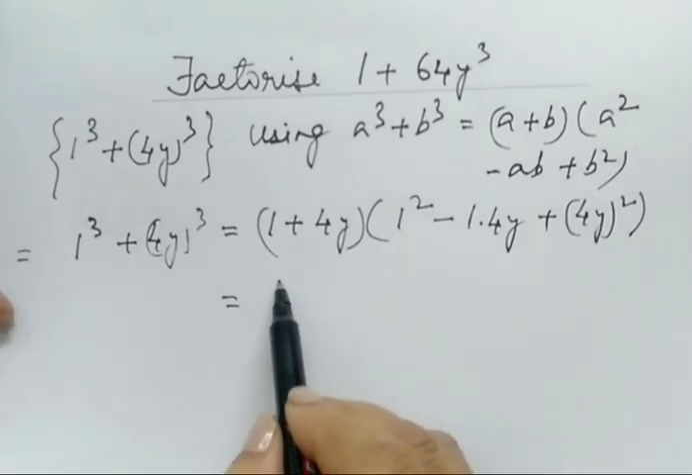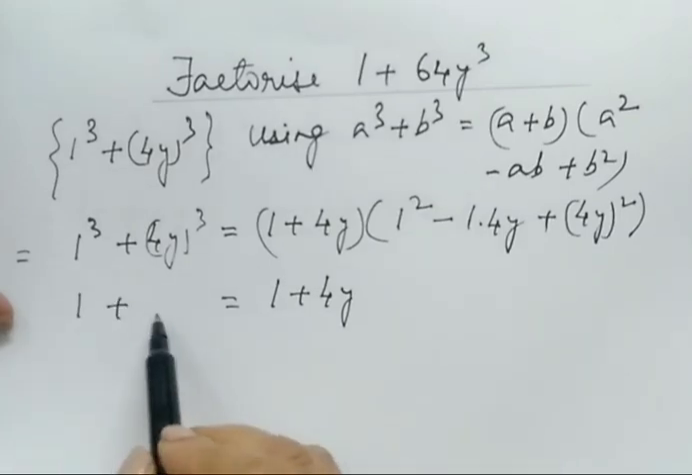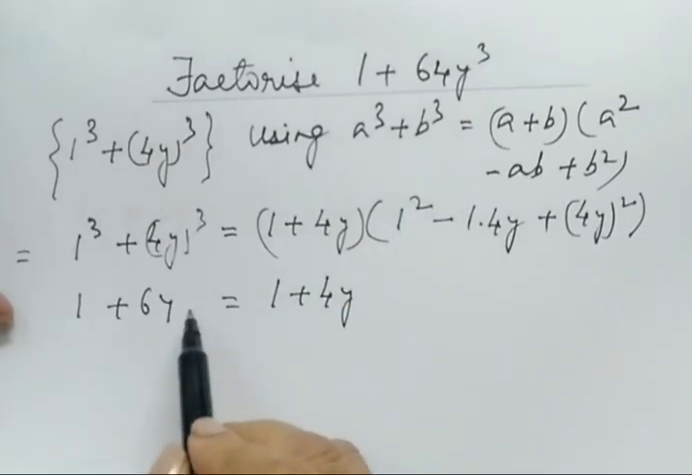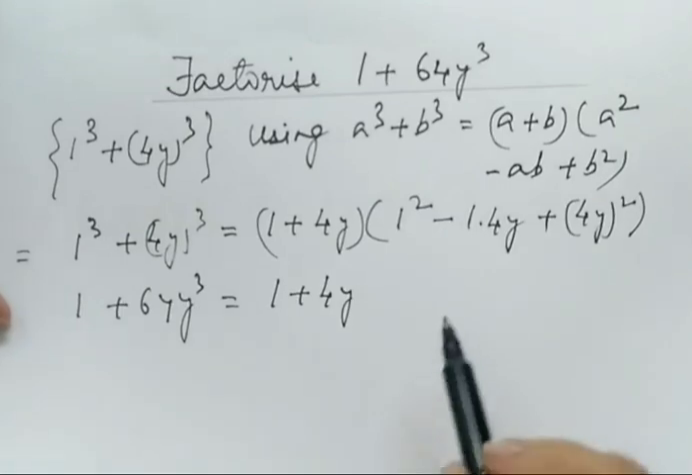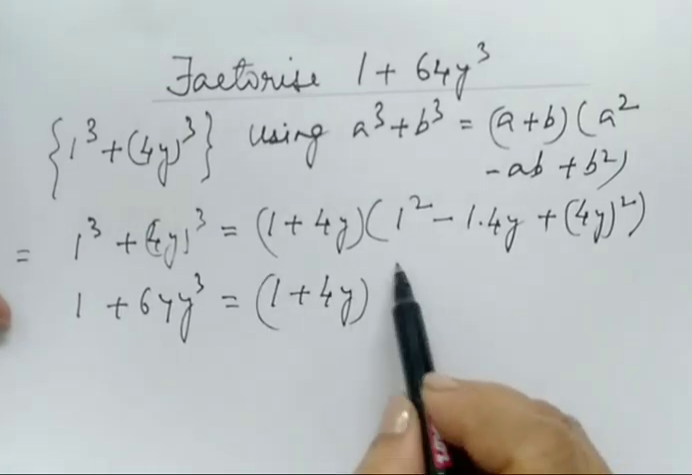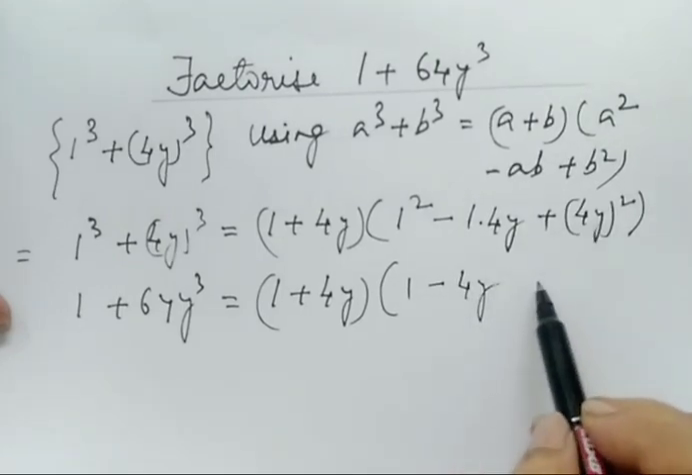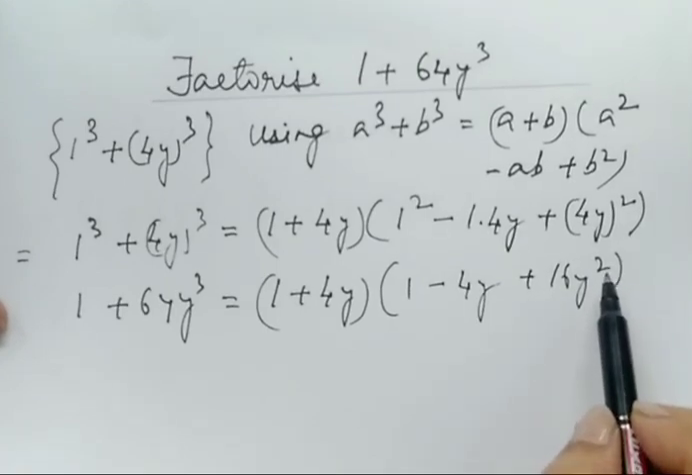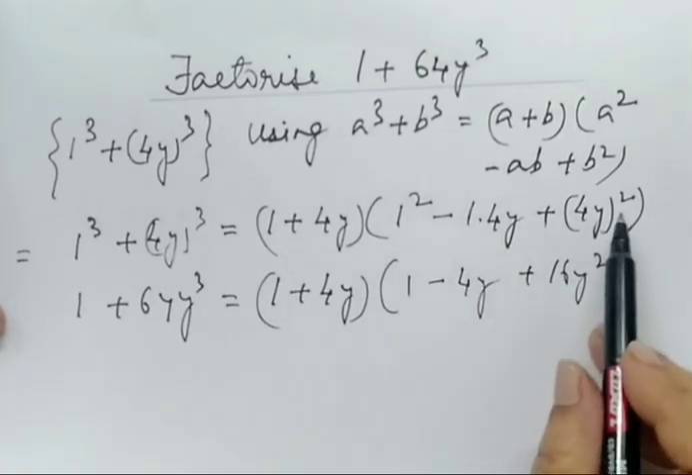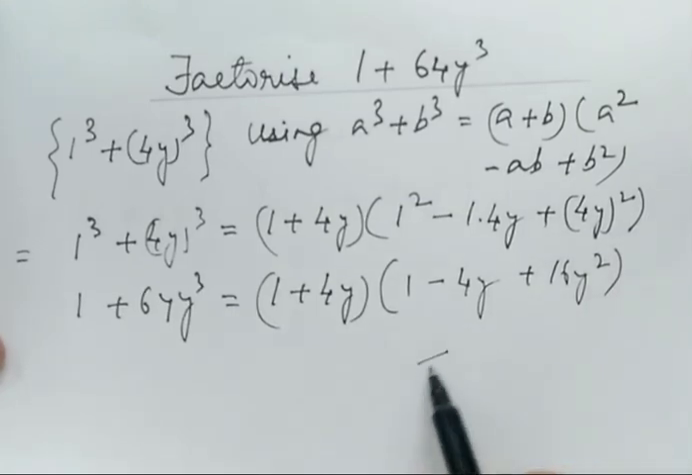Next we come to 1 plus 4y. This we can write as 64, that was just to show to you. y cube, and this is 1, and this is minus 4y, and this is plus 16y square. Remember, this is a square, as this was a square, this is square, not cube. So this happens to be your final answer.